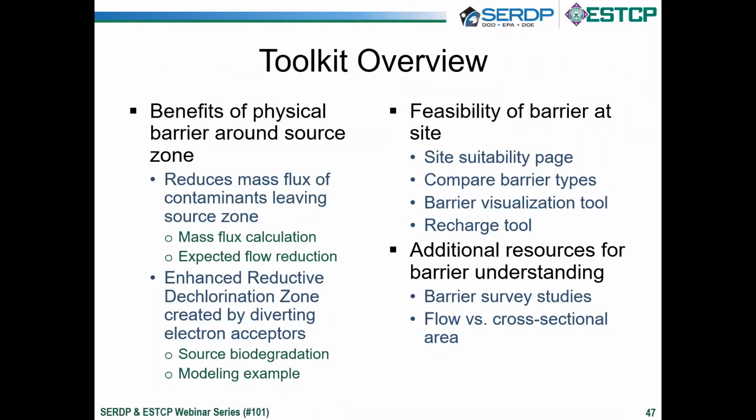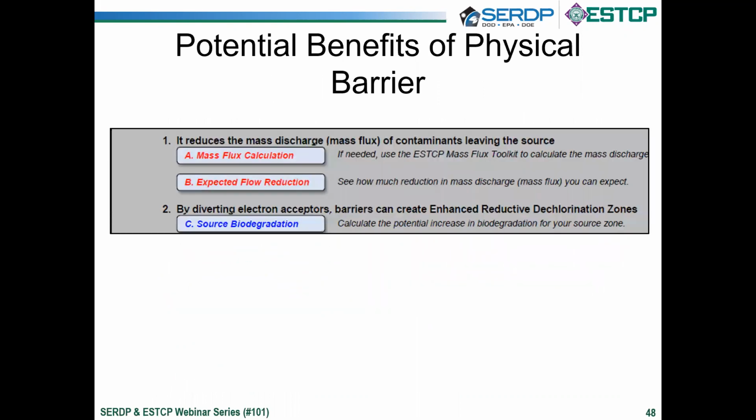Now, the toolkit has several modules with resources to help users evaluate the potential benefits of a barrier, which includes, for instance, mass flux calculations and tools that can calculate source biodegradation rates or visualize the concentrations within and outside a source zone over time using a modeling example. It also has several modules that show which characteristics and barrier types are feasible for a specific site. And finally, it has some additional resources for understanding historical applications and flow through heterogeneous soils.